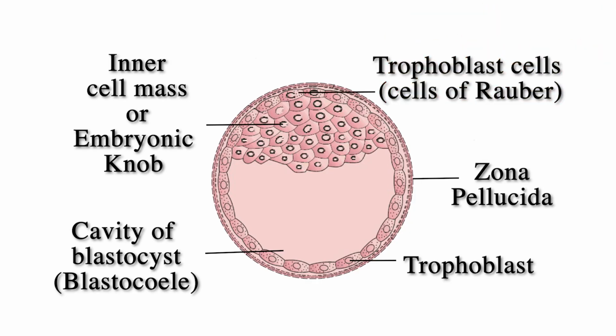The trophoblast does not take part in the formation of the embryo proper. It remains external to the embryo and gives rise to the extraembryonic membranes and also the embryonic part of the placenta. These structures are used for the protection and nourishment of the embryo. The trophoblast cells in contact with the embryonal knob are known as the cells of Rauber.